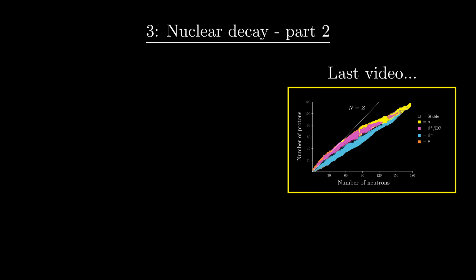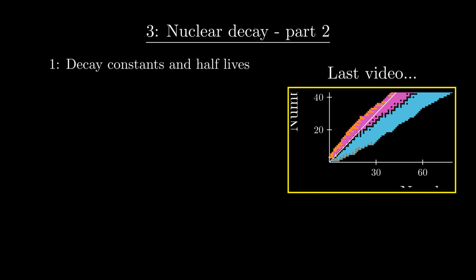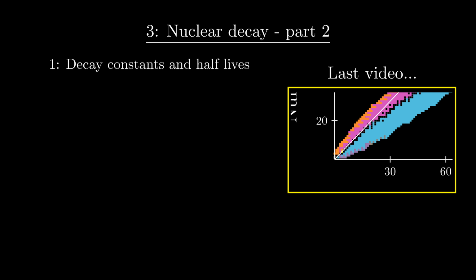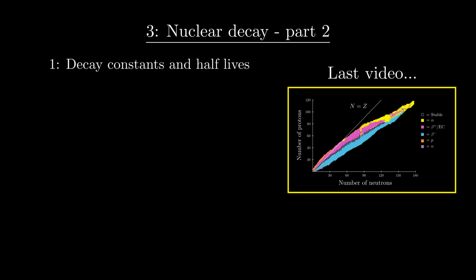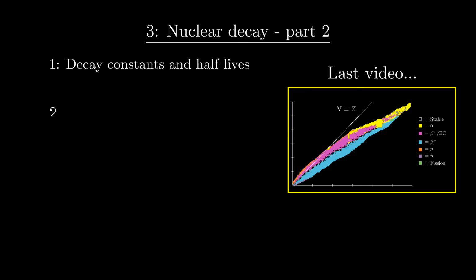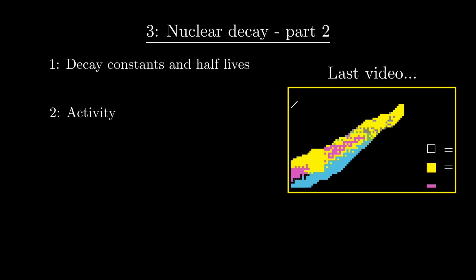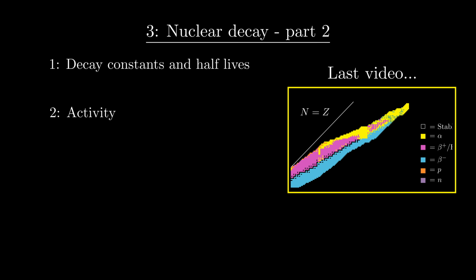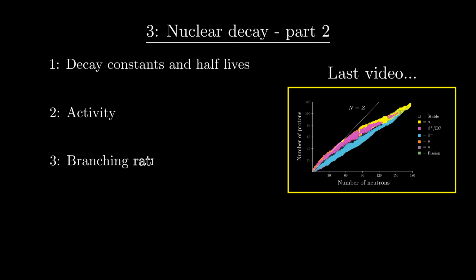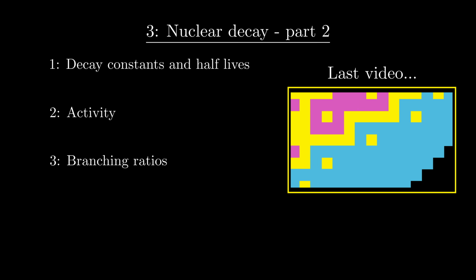For today's video, we'll start off by introducing the concepts of decay constants and half-lives. These quantities are the building blocks we'll use in constructing equations that describe how populations of radioactive isotopes change over time. After that, we'll talk through the concept of activity, as well as the units we use when talking about activity. From there, we'll do a quick section on branching ratios, which come into play when a single isotope can decay in more than one way.